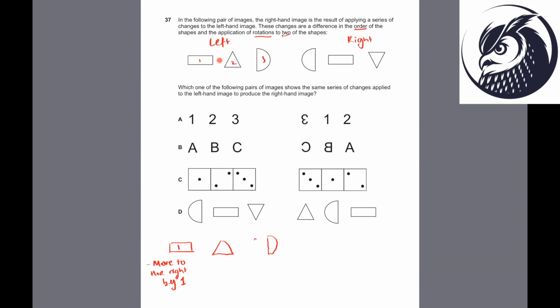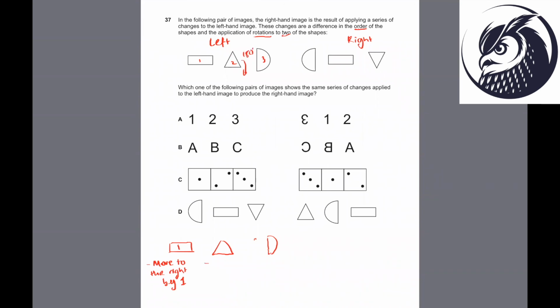So again, the triangle has moved by 1 to the right. But what else do you notice? At the top, the apex of this triangle, or that side of the triangle, has now been rotated to the bottom. So you can see that this triangle has undergone what I call a 180-degree rotation. So let's now write that down.